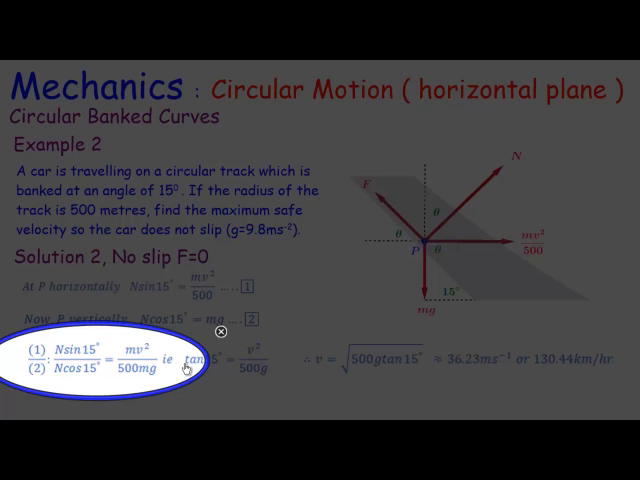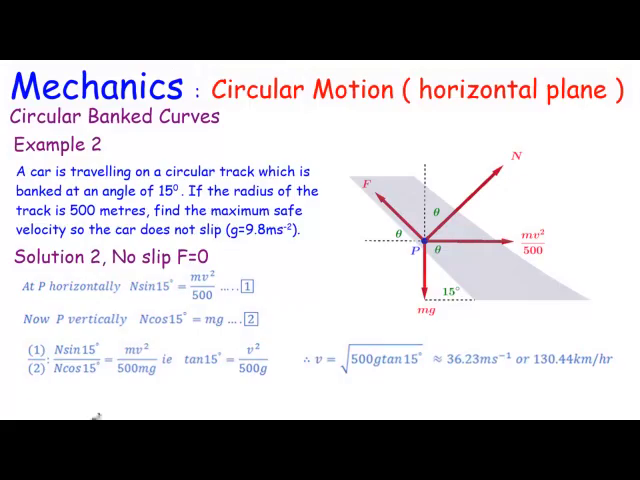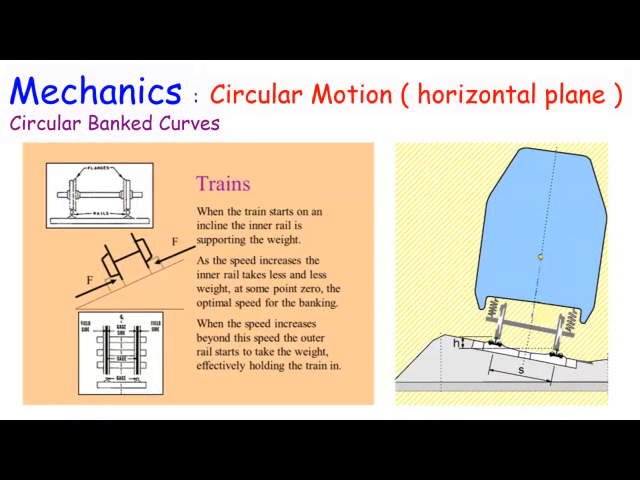You can see here it is actually about 36.23 meters a second, or about 130.44 kilometers per hour. After a while you can just jump straight into these formulas, but we're now going to look at trains, and trains are a particular situation where we don't want to bank the incline too much. The passengers will sort of feel the tilt, I guess you could say.